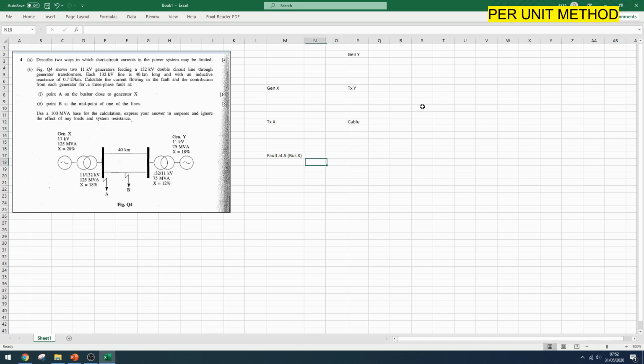Okay, so we do per unit first. So let's calculate. So we have two voltage level here, 11 kV and 132 kV. So let's set S base as 100 MVA. Well, the V11 and V132 base is 11 kV and 132 kV respectively.